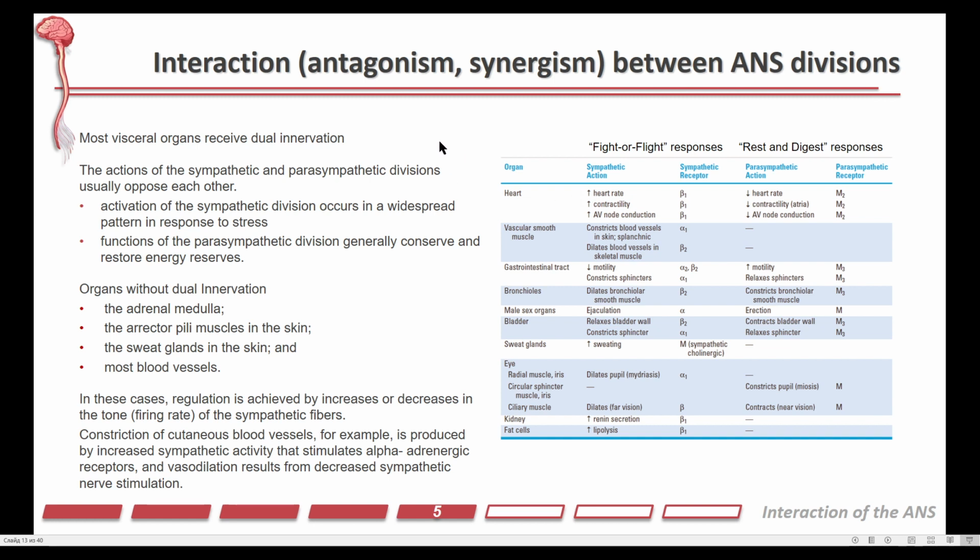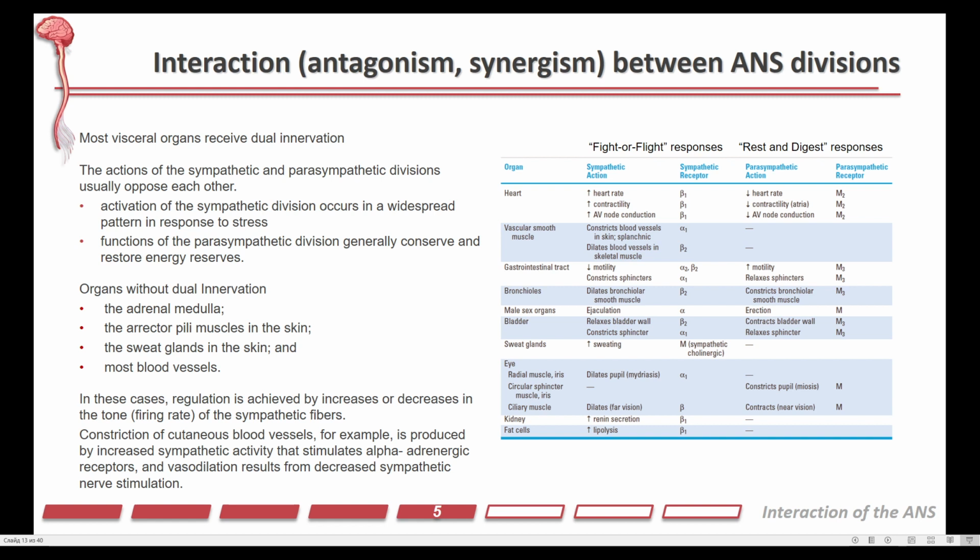Also in this summary you can find the receptors which these neurotransmitters act on to provide a definite effect. Now, as you know, most of the visceral organs receive dual innervation, and in most cases the actions of the sympathetic and parasympathetic divisions will be opposite to each other. For example, for the heart, sympathetic increases the heart rate and contractility, while the parasympathetic decreases the heart rate and decreases the contractility. But it's not always the case. There are some exceptions.